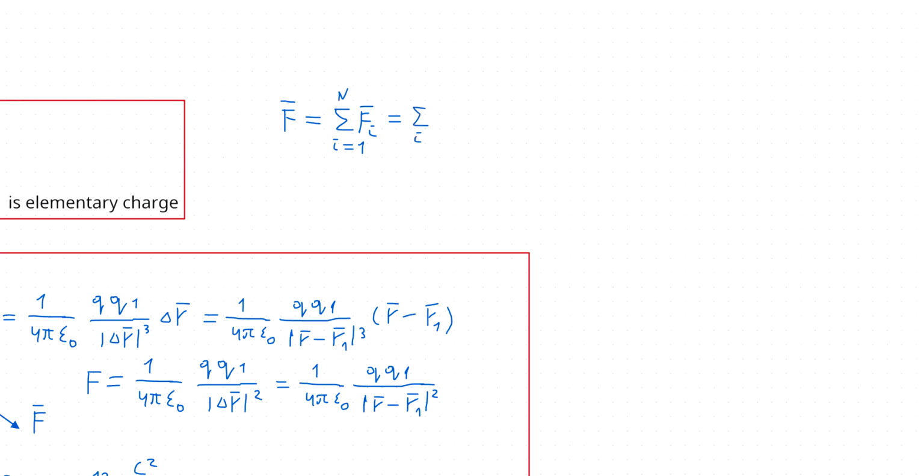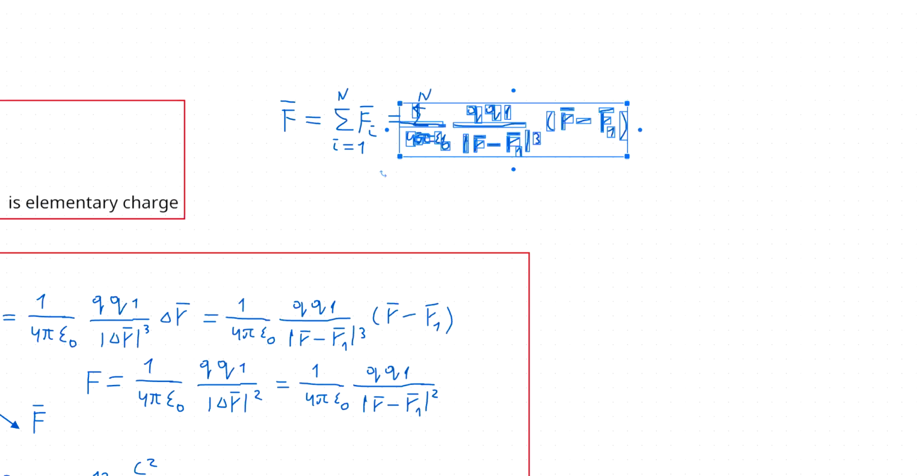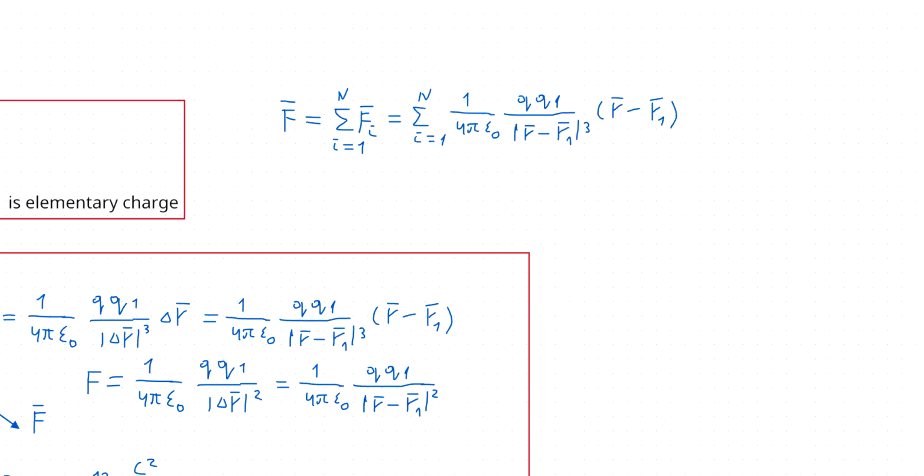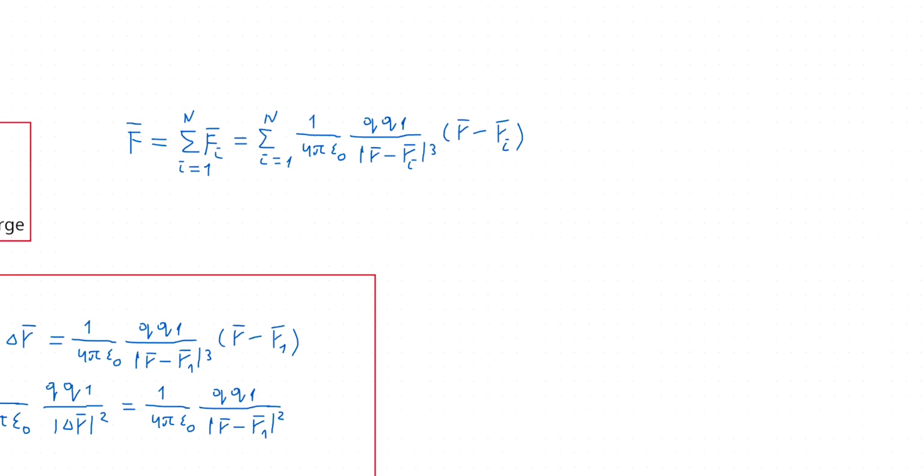I equal to 1, from 1 to n, and here I will have the sum, but it is necessary to replace 1 with I. To replace 1 with I. Okay, and what can we see?